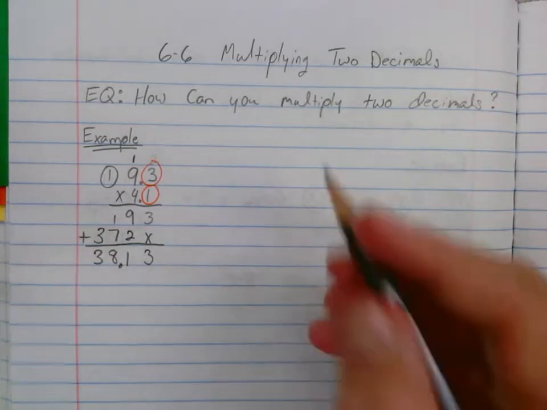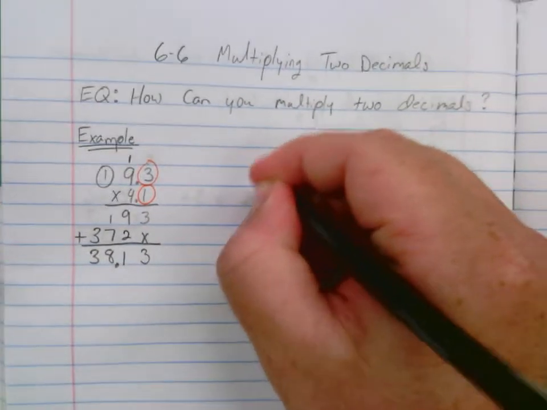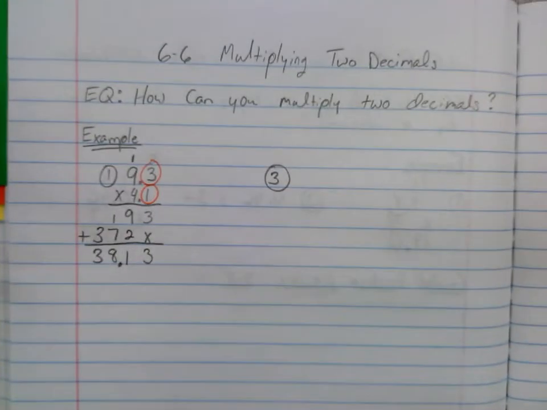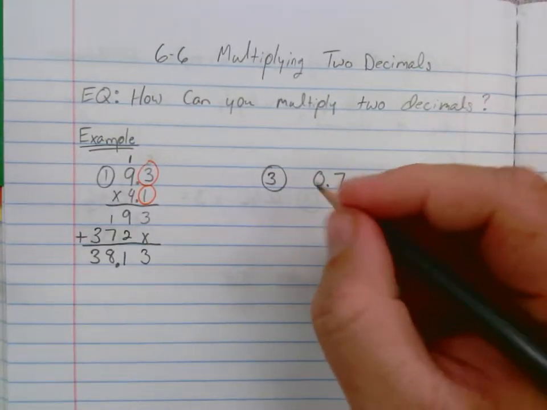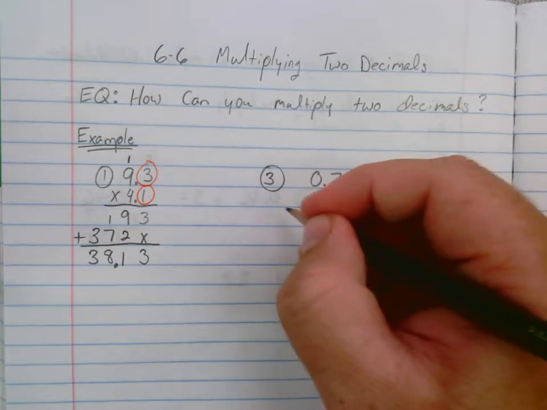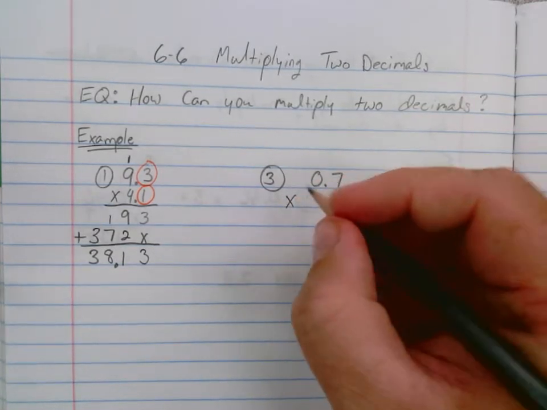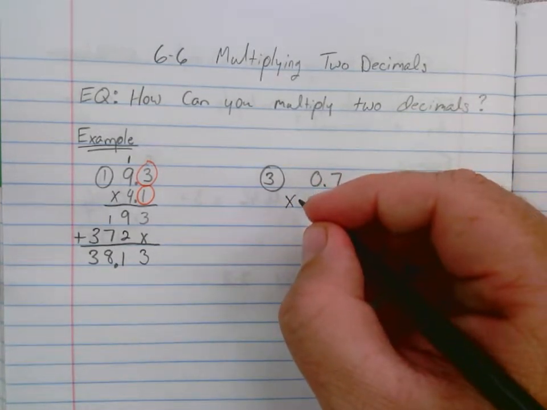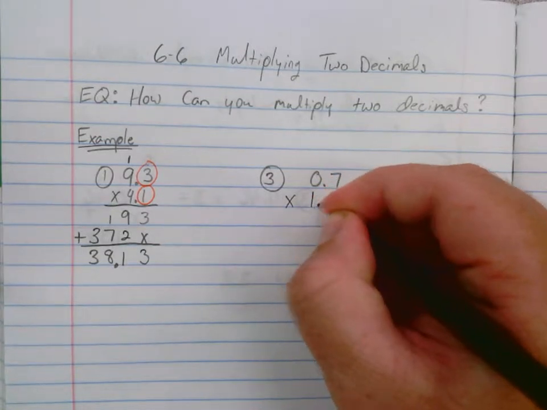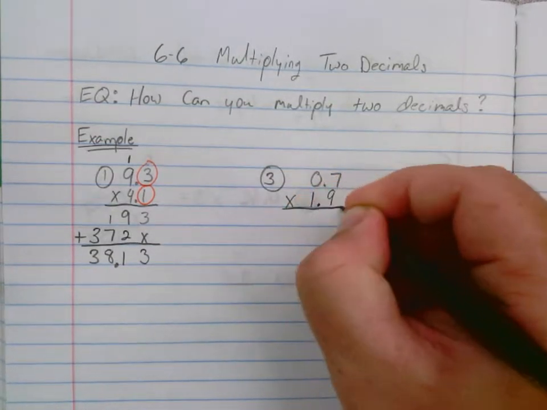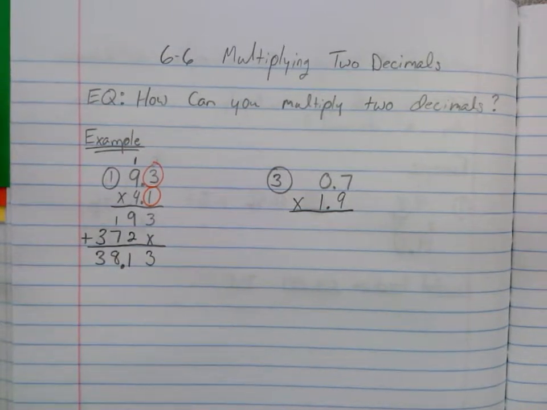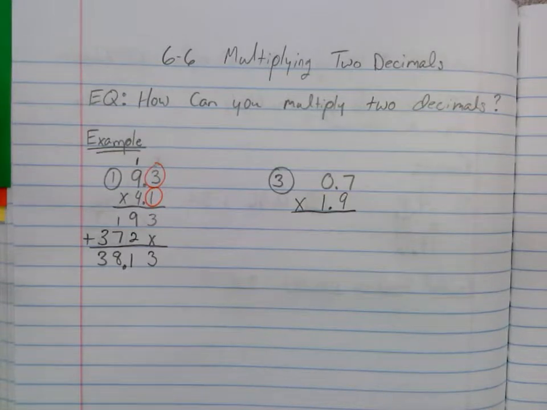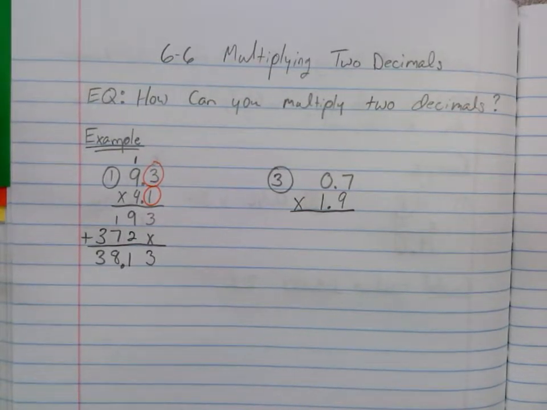Let's try one more. So let's do number 3. Let's go ahead and do 7/10 times 1 9/10. And what I would like you guys to do is go ahead and pause the video right here, work the problem out, and then come back to the video after you've worked it out so you can check your answer and we can see how you're doing, okay?